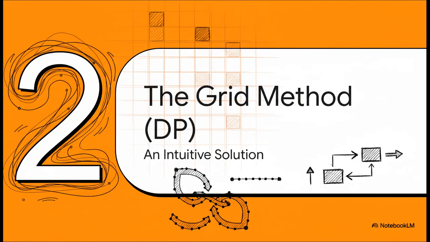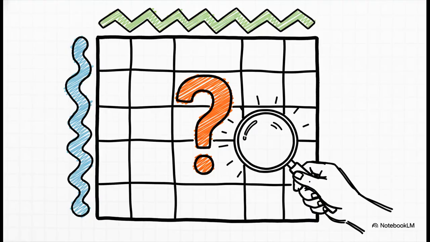Okay, so how do we find this thing? Let's start with the classic approach, the one that's super intuitive because you can literally draw it out. It's often called the grid method, and it's a perfect example of a powerful technique called dynamic programming, or DP for short. Seriously, just picture this. We take our two strings and lay them out on the top and side of a grid, kind of like a spreadsheet. The answer we're looking for, the length of the longest common substring, is now just a number hiding somewhere inside that grid. Our job is to fill in the squares and find it.